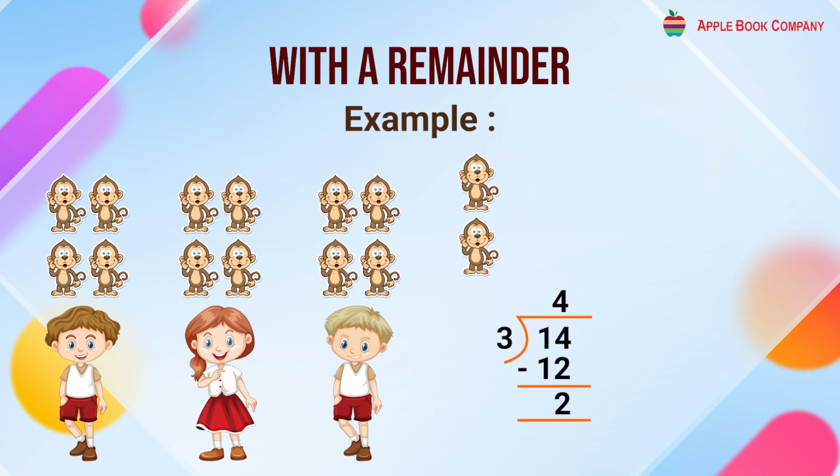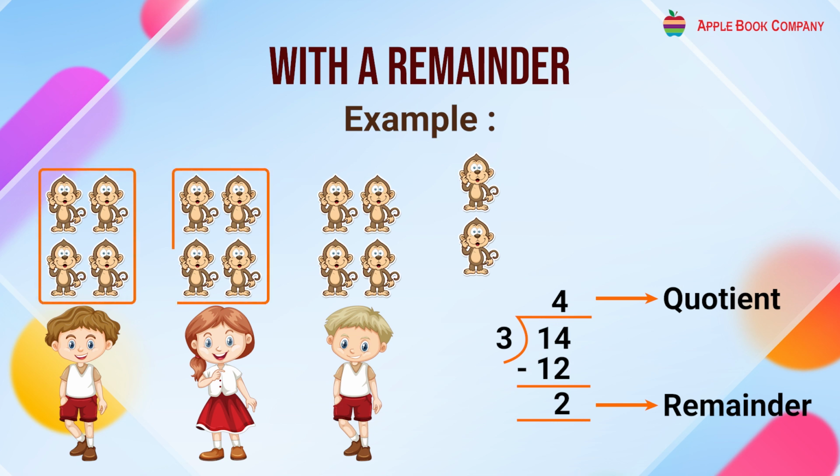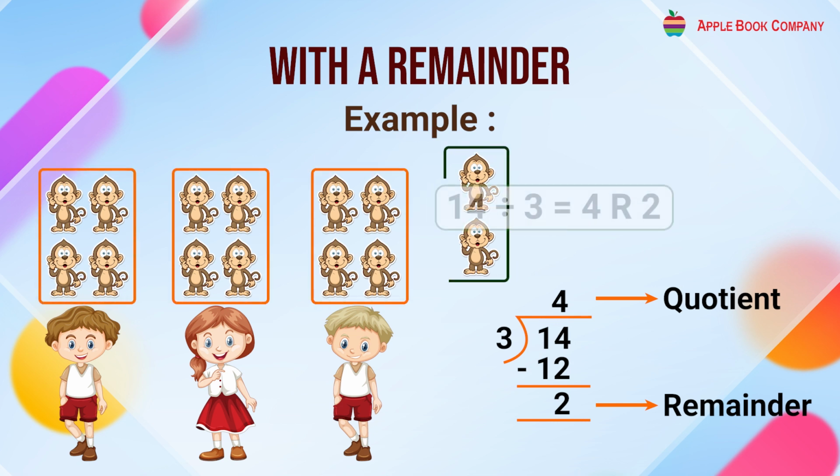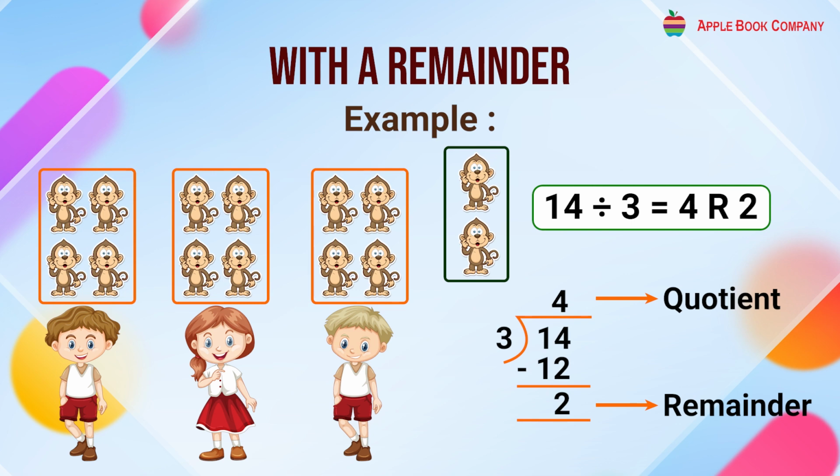So 14 divided by 3, 3 4s are 12 and we have the remainder 2 and the quotient is 4. Here the quotient is the number of stickers each gets. Remainder is the number of the stickers left. So 2 stickers are left.